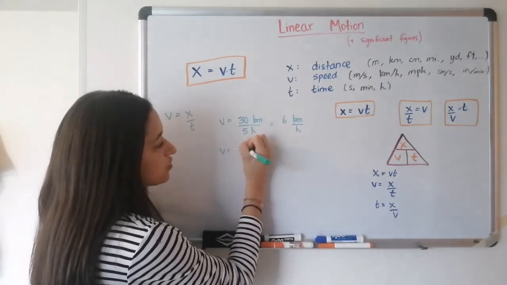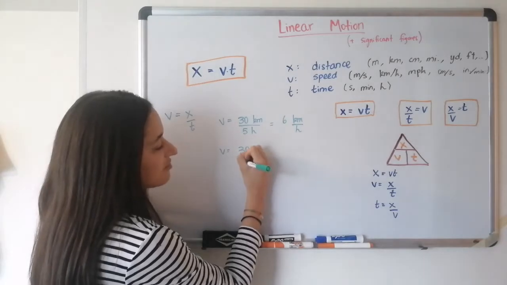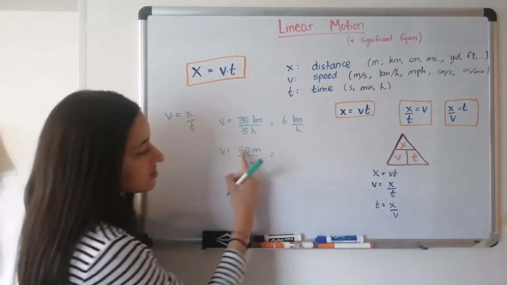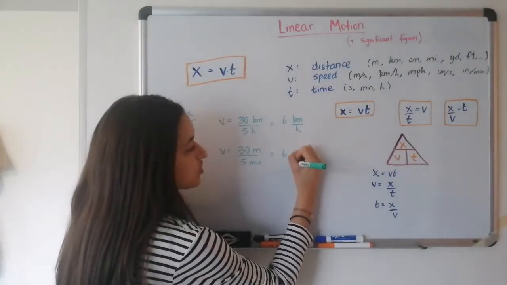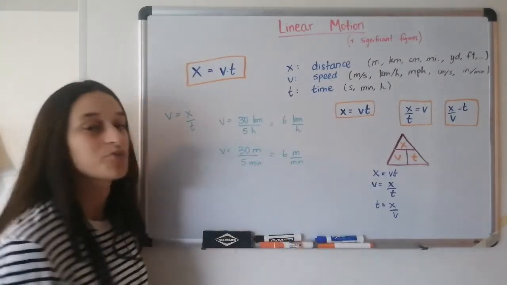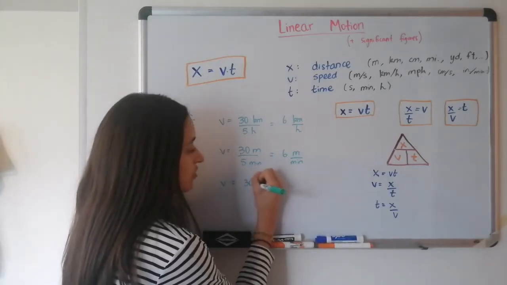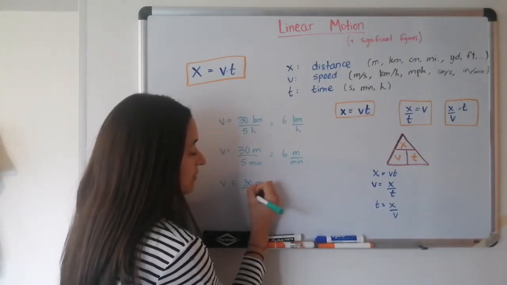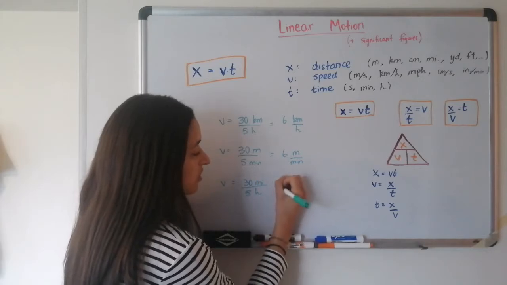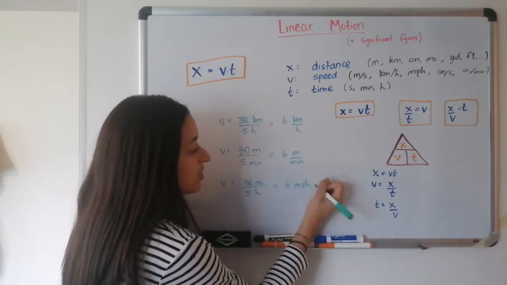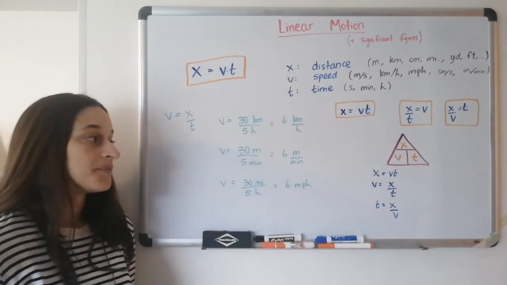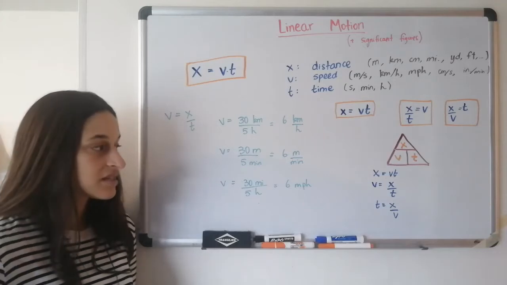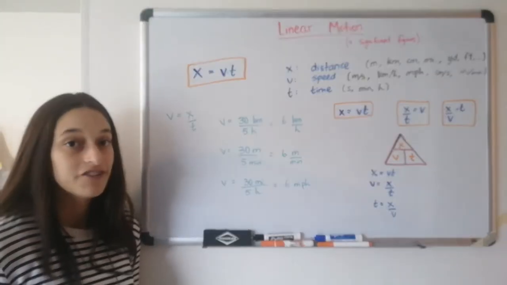What if they instead told you 30 meters in 5 minutes? Your math is going to be the same. 30 over 5 still gives a 6, but now your unit is meters per minute. If you put it in kilometers per hour, you're going to get it wrong. What if you get, let's say, 30 miles in 5 hours? Then you're going to get 6 miles per hour. So always take into account the units that you're given to figure out the units that your answer is going to be in. If not, you're going to get it wrong.